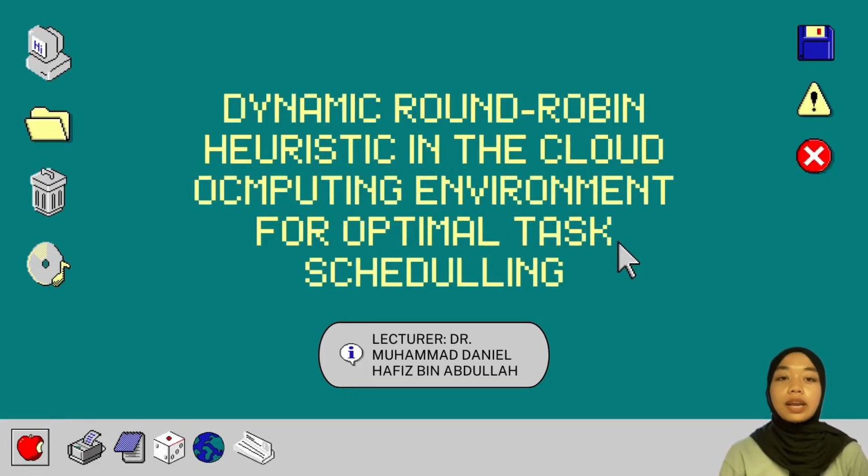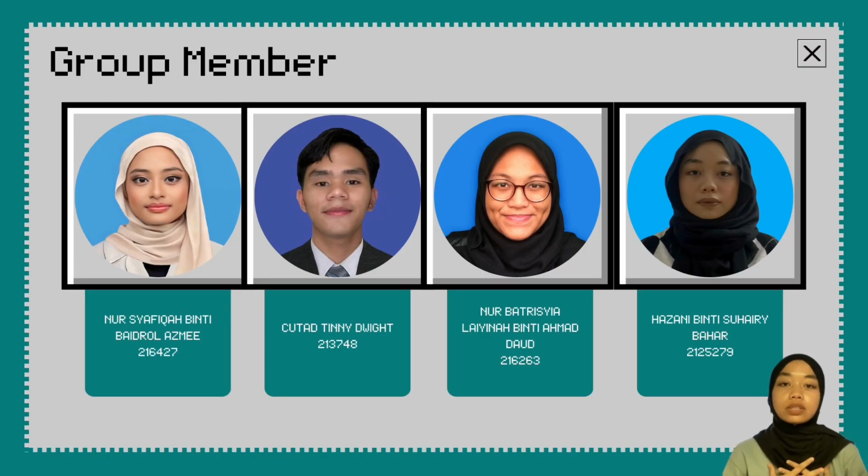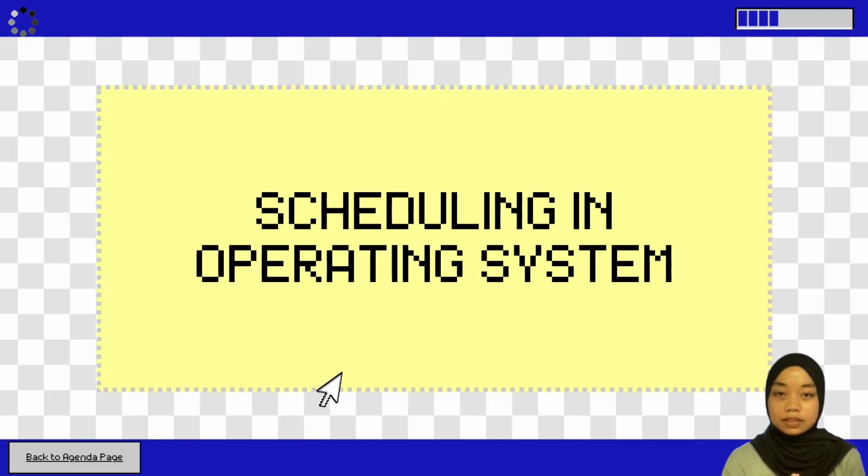Today we're going to present our group project, which is dynamic round-robin heuristic in the cloud computing environment for optimal task scheduling. But before that, I'm going to introduce my team members, which are Shafika, Dwight, Laina, and myself, Hazani.